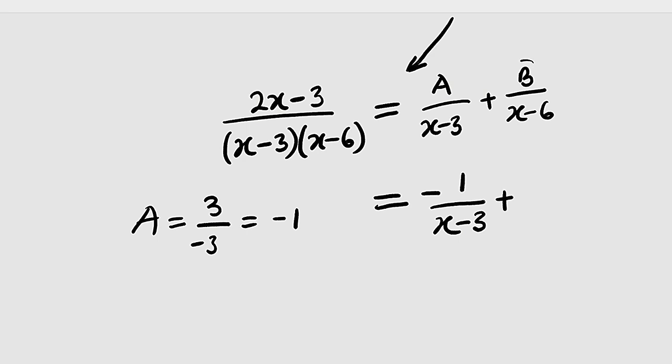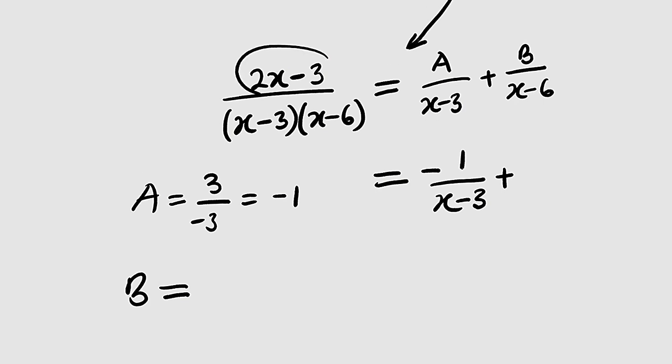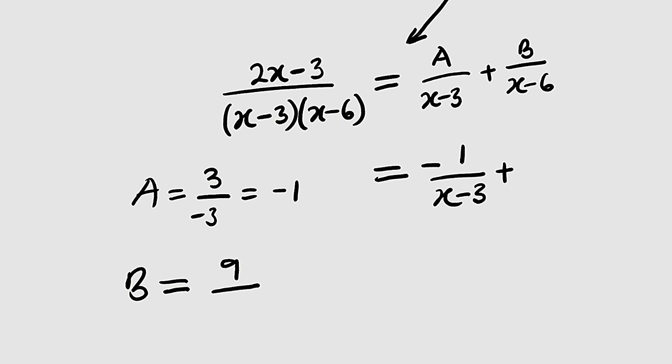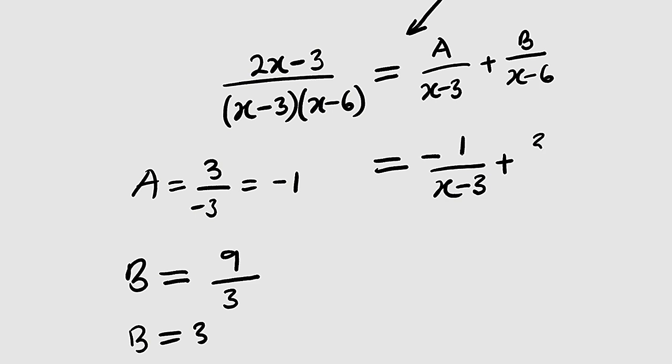Then plus the other one. To find the value of B, you are going to consider this factor x minus 6. And the only value of x that can make this 0 is 6, right? So we're going to substitute that 6 here. You have 2 times 6 is 12, and 12 minus 3 is 9. So you have 9 here, divided by. Then you're going to substitute the 6 in this factor, not this one. You have 6 minus 3 equal to 3. Therefore, B will be equal to 3 because 9 divided by 3 is 3. So you have 3 divided by x minus 6.